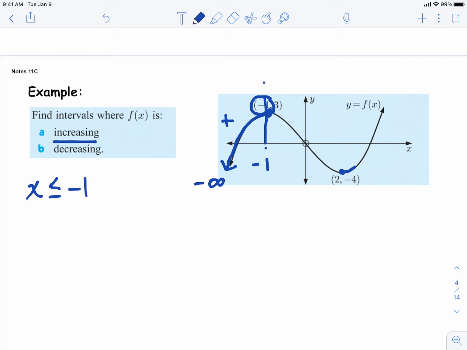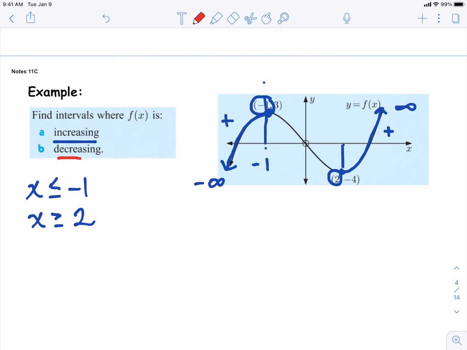We have another interval that's increasing, has a positive slope. We're looking for the x. And then it stops at positive infinity. So we say anything to the right of +2, so x is greater than or equal to 2.